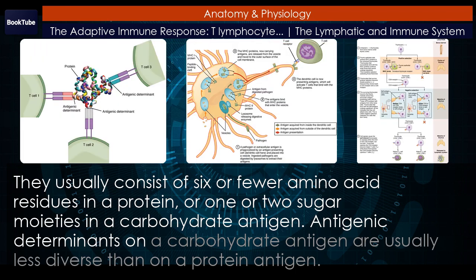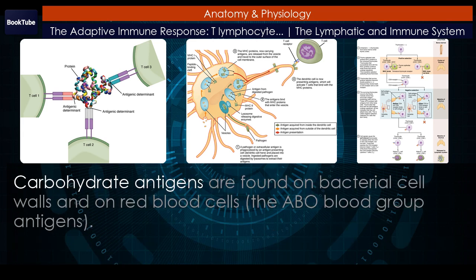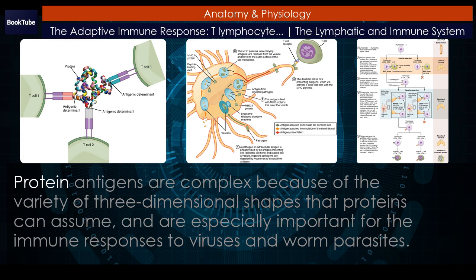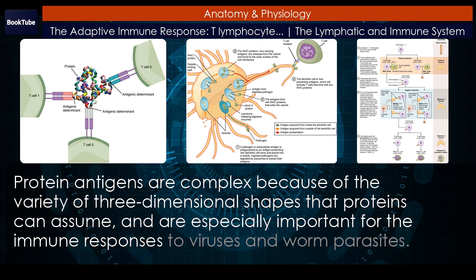Antigenic determinants on a carbohydrate antigen are usually less diverse than on a protein antigen. Carbohydrate antigens are found on bacterial cell walls and on red blood cells, such as the ABO blood group antigens. Protein antigens are complex because of the variety of three-dimensional shapes that proteins can assume, and are especially important for the immune responses to viruses and worm parasites.